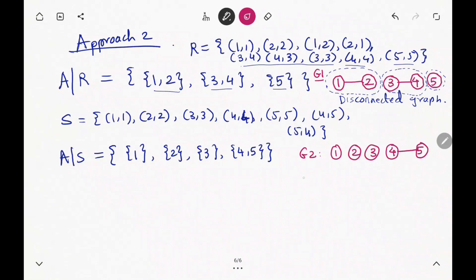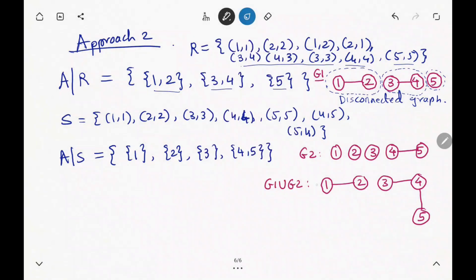So what do we do? We simply combine the edges in both the graphs. So from the first graph, we have the edges 1, 2 and 3, 4, and from the second graph, we have the edge 4, 5. So the combined graph will contain the edges 1, 2, and 3, 4, 4, 5. Okay. Now, what are the connected components in this new graph that we have drawn?